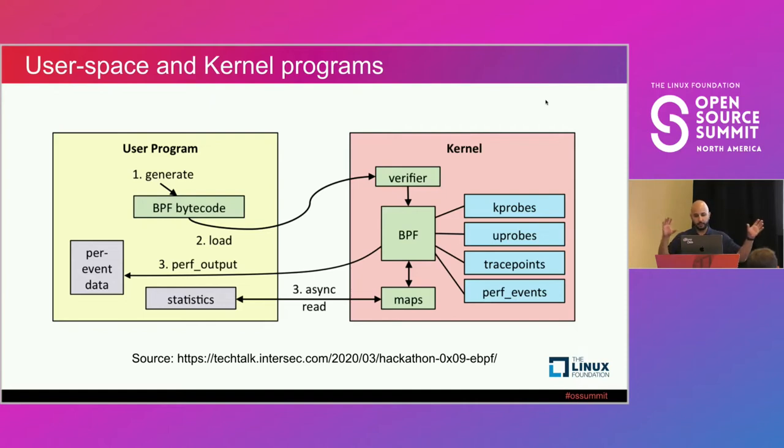But basically, it's a two-part system. You have one running in the kernel, and that's the most important one, producing what you want. And there's another one, which is the user space program. That's the one that actually listens to the data and does something with it.